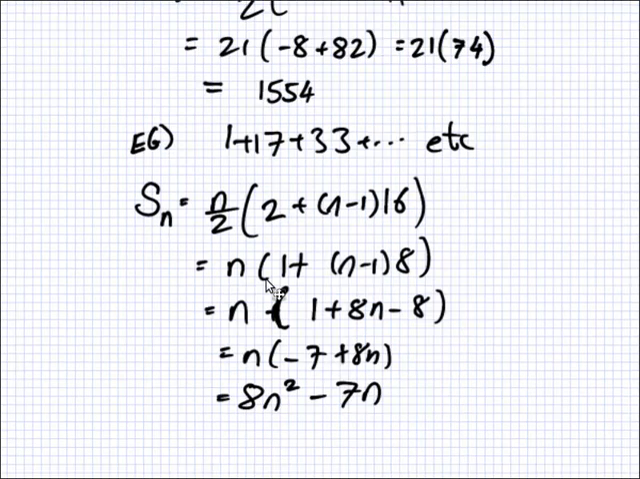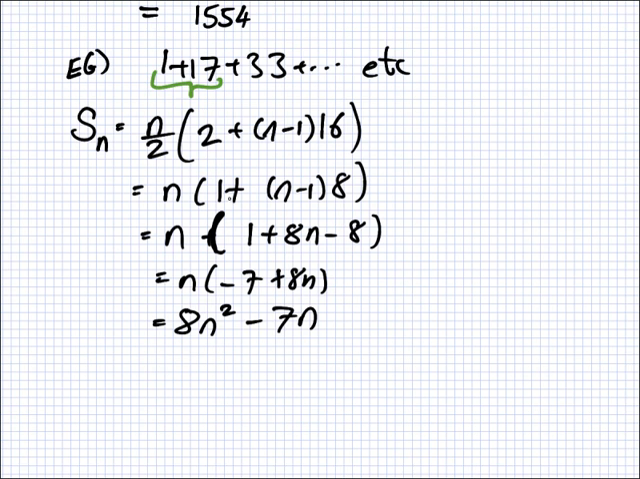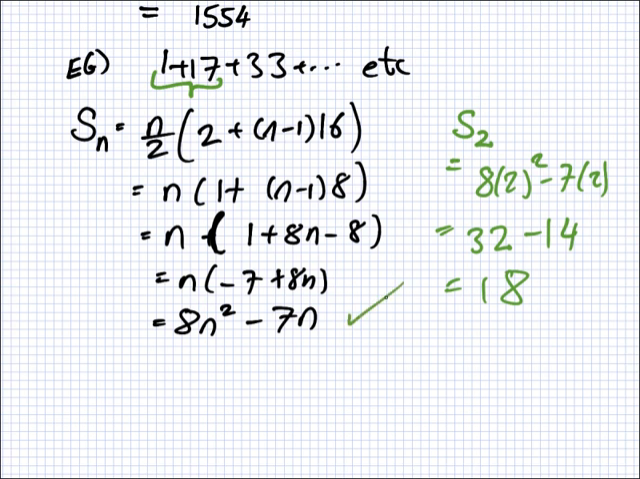Now, you can check that this is right. So for example, what answer should I get if I add the first 2 terms together? What should I get? 18, right? So let's check that S2 does equal 18 as an example. So that would be 8 times 2 squared minus 7 times 2. 2 squared is 4. 4 times 8 is 32. 32 minus 14 is 18. So yeah, the formula works. Okay, write that one down.